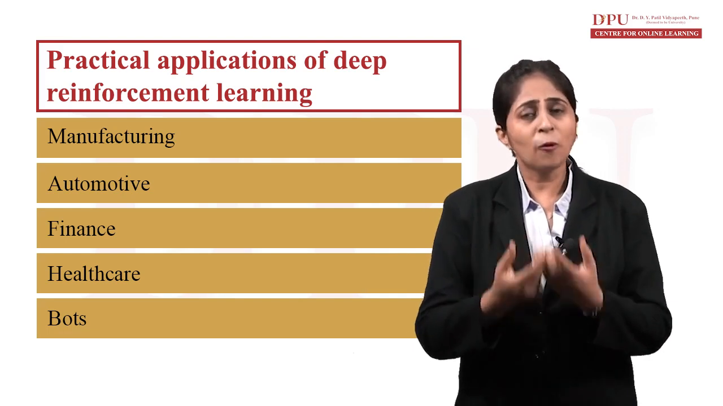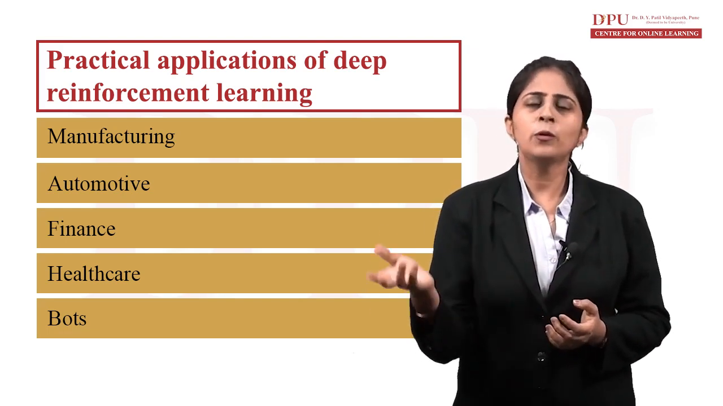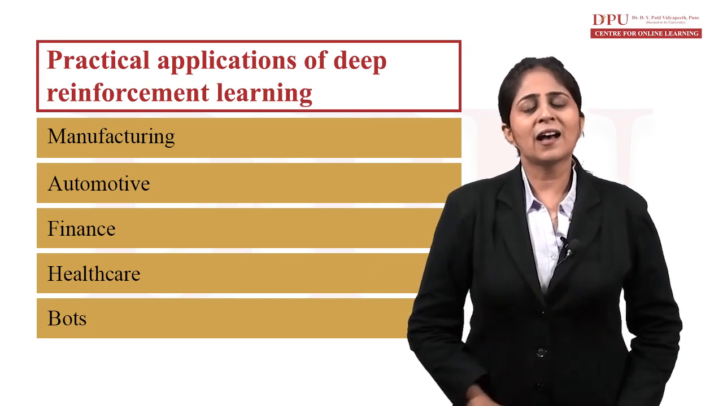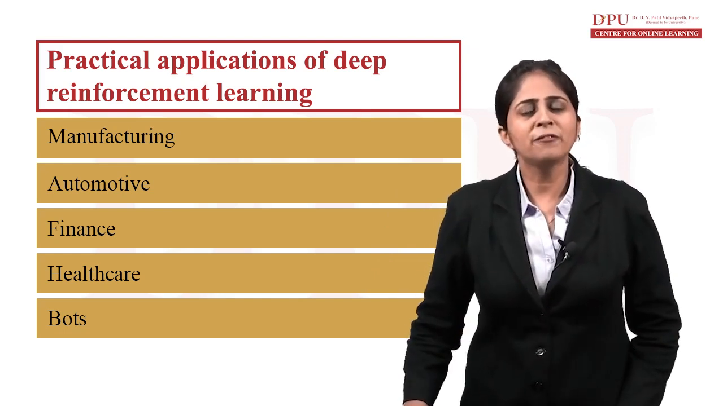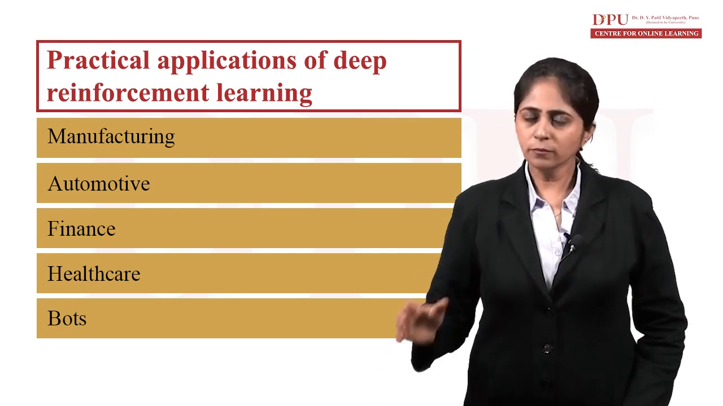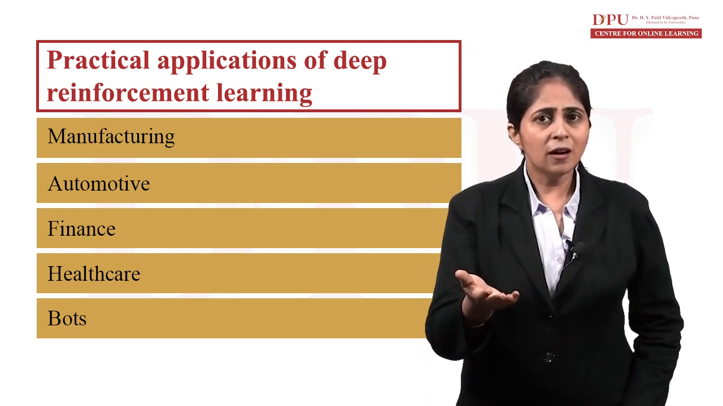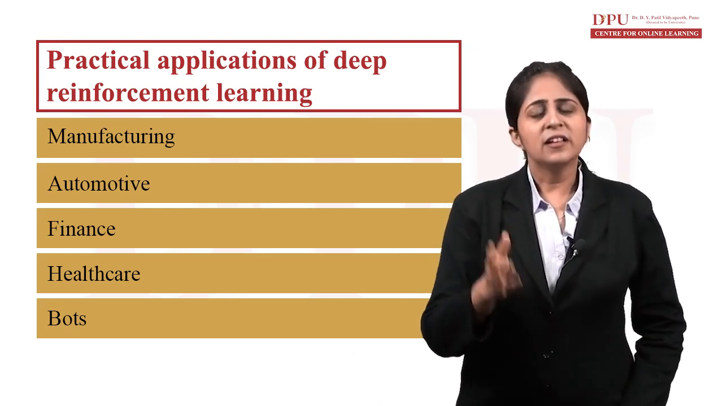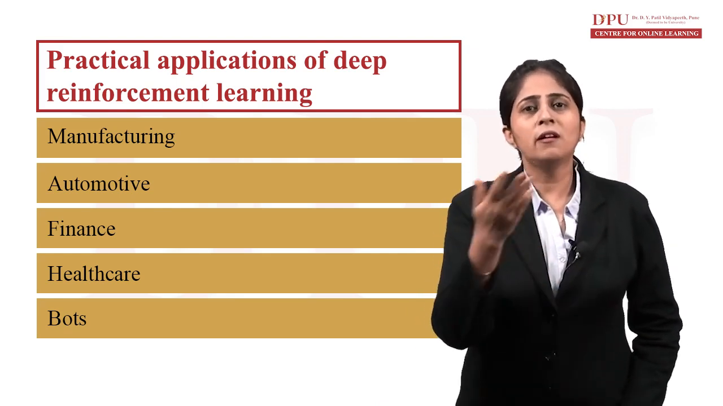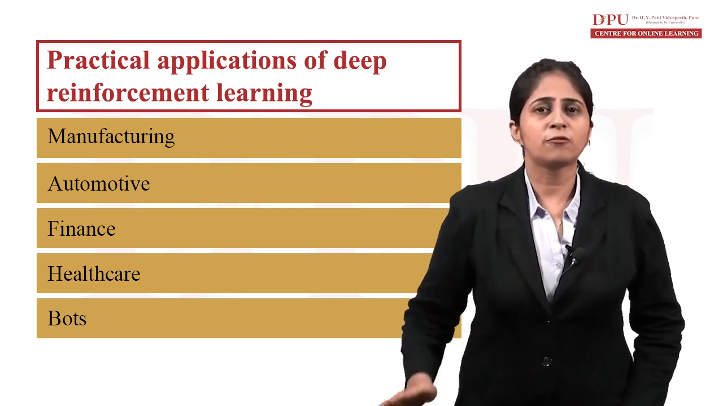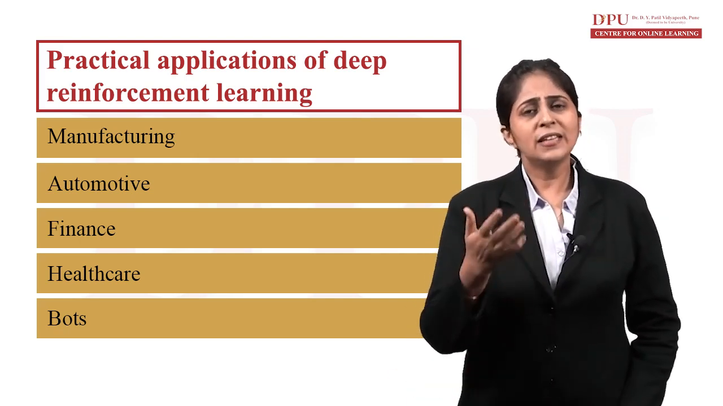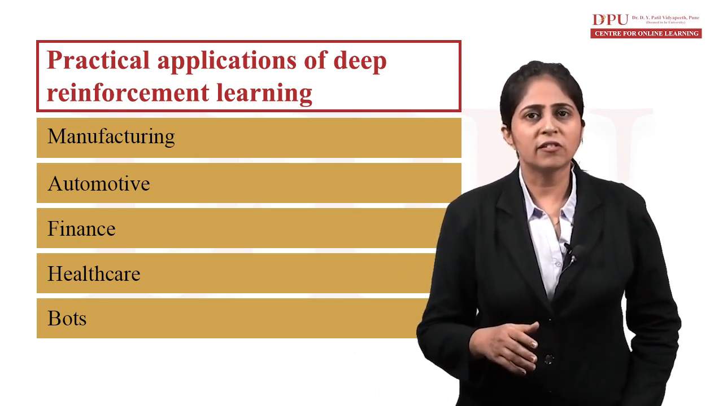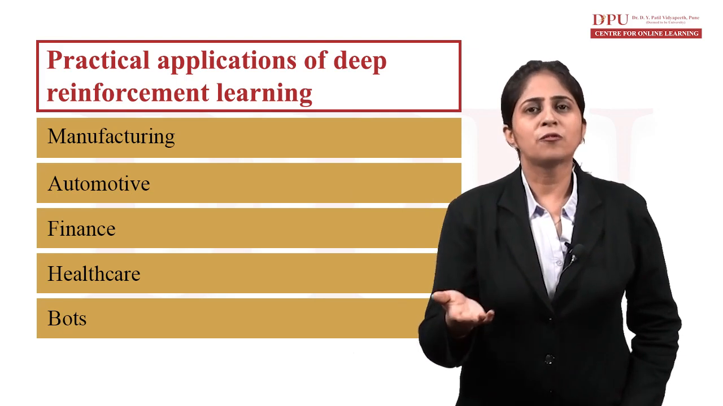It is not possible that for every query a human has to be placed to answer. So these are the functions nowadays being performed by our chatbots, which are already fed with certain queries which people generally have. And they also learn using deep reinforcement learning. They might be asked some new questions and they will deliver certain results. So that is deep reinforcement learning.